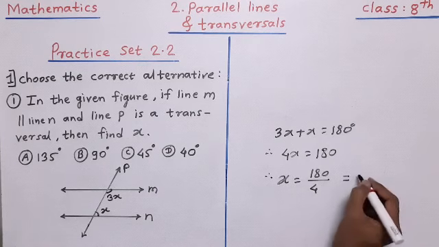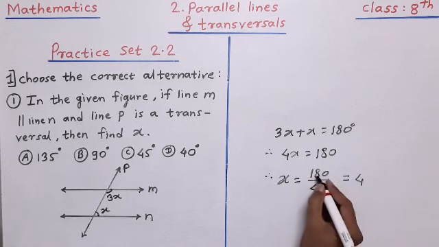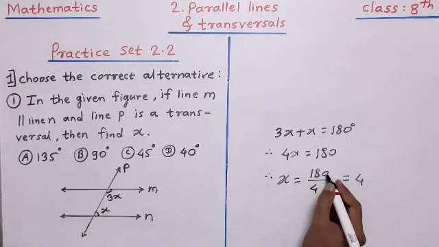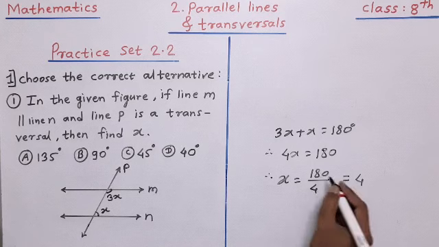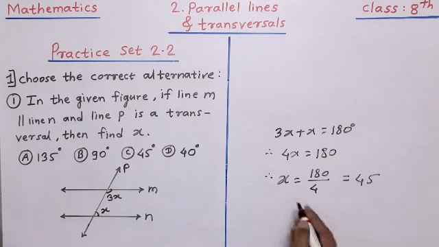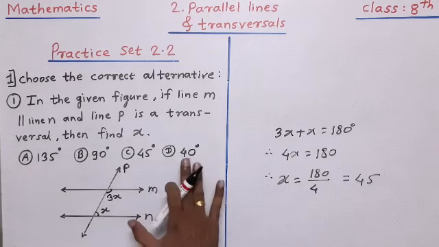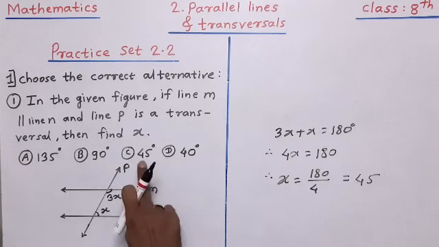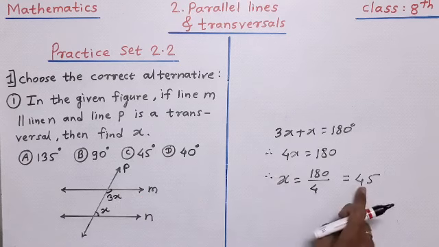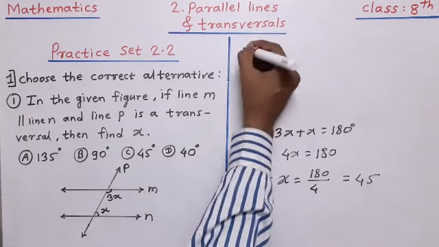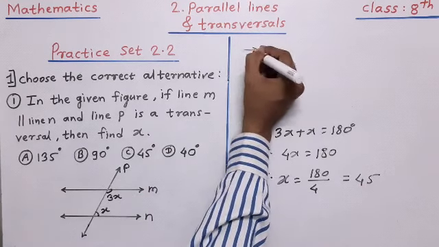So 4 fours are 16, remains 2 here. It becomes 20 if the 0 is placed next to 2. And 4 fives are 20. So the value of x is equal to 45 degrees. See the options here, which is the correct answer. C option is the correct answer, that is 45. Means we can directly write the answer here.